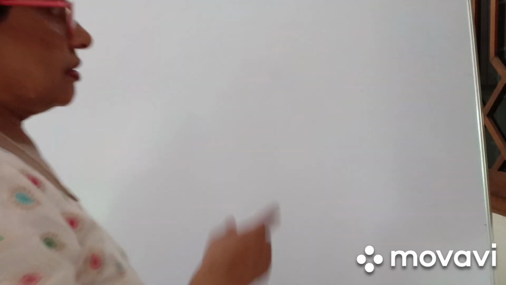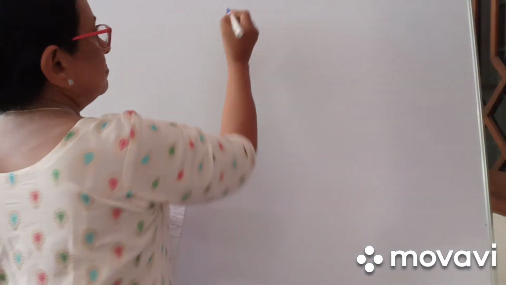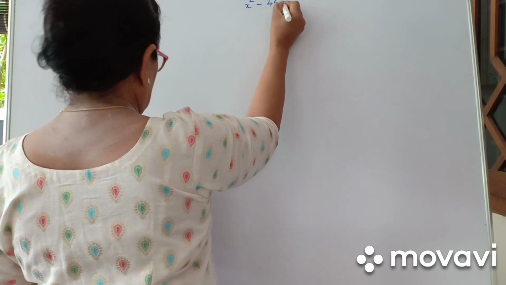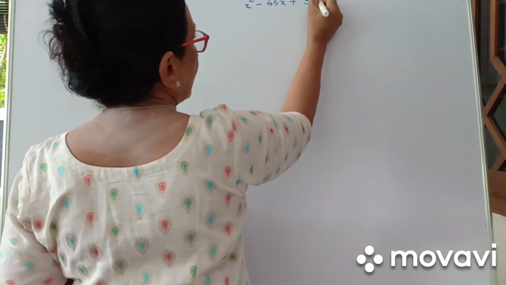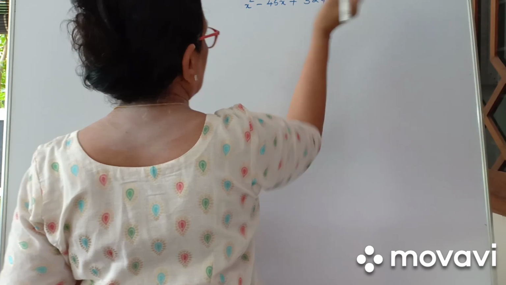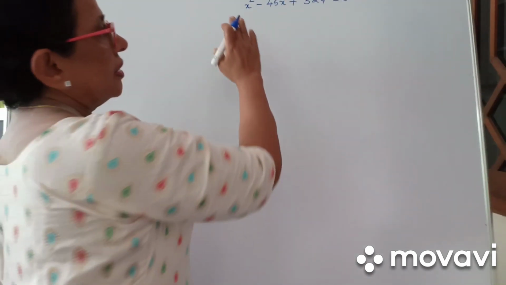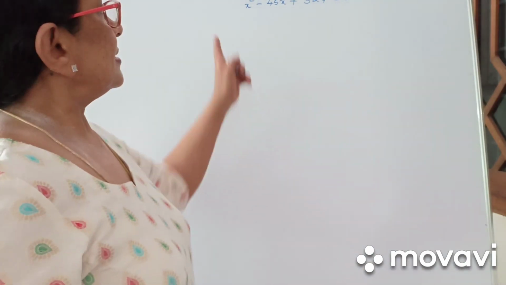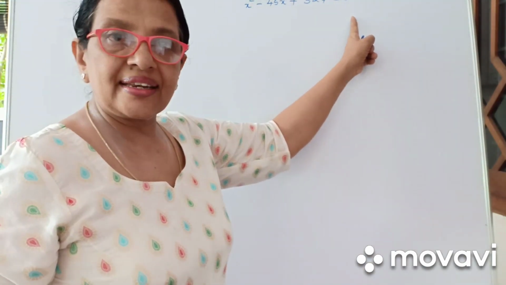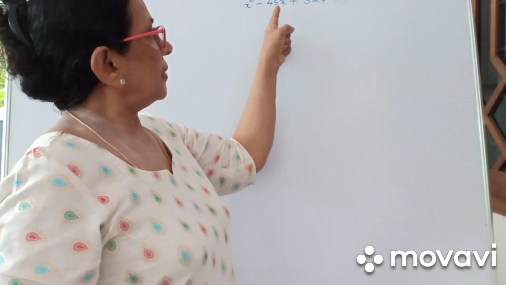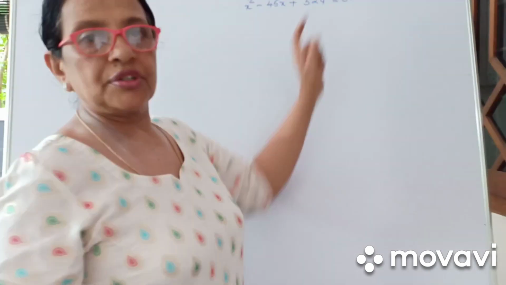Yes. So let's do some problems. The first problem, x squared minus 45x plus 324 equal to 0. This is your first problem. Now, first step is to check whether this is in the standard form. Yes, it is in the standard form: x squared term, x term, constant term equal to 0.